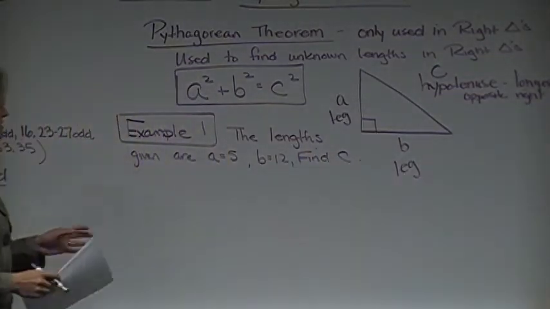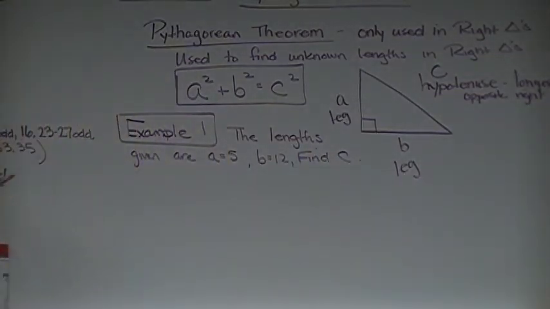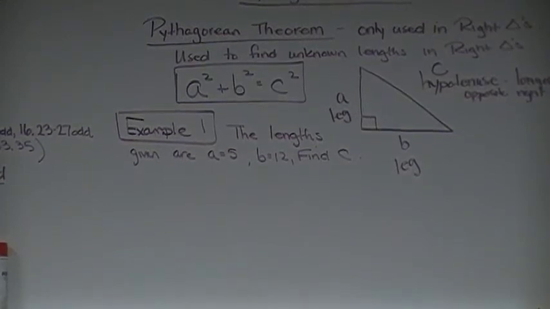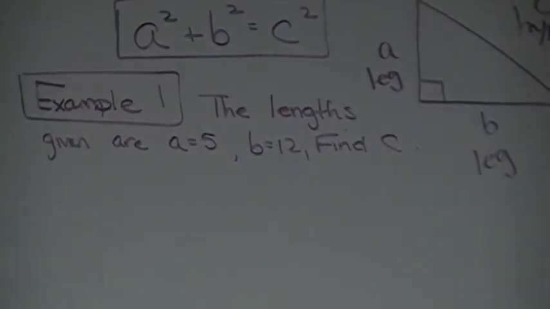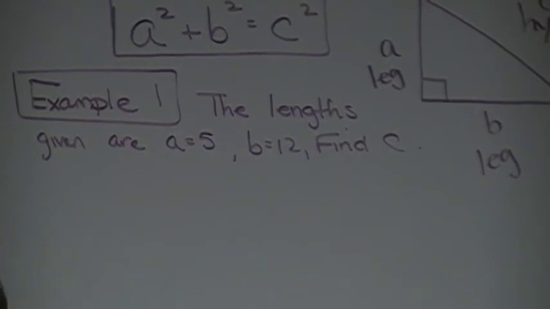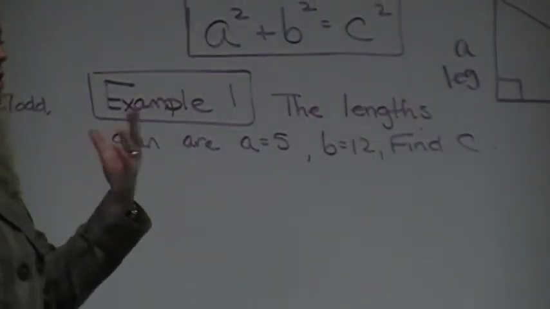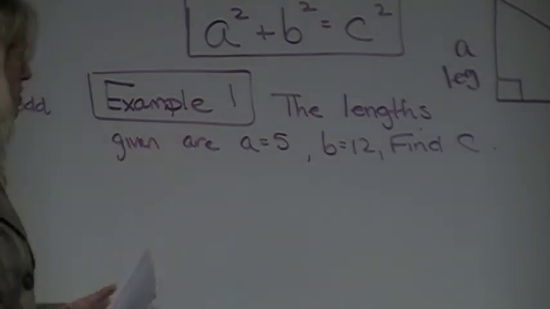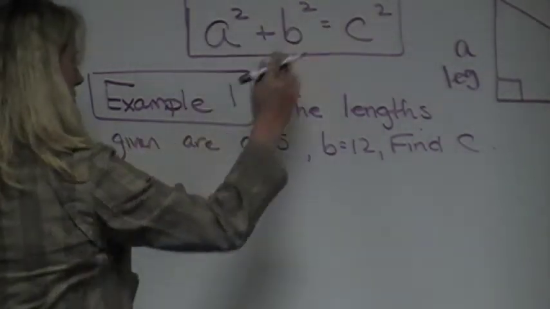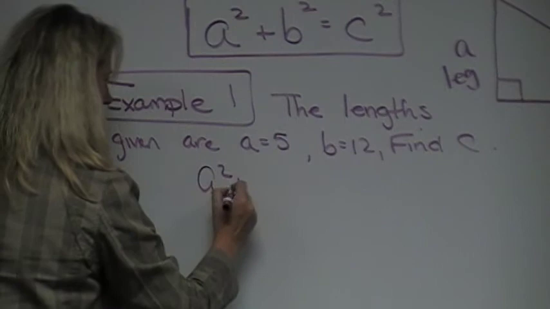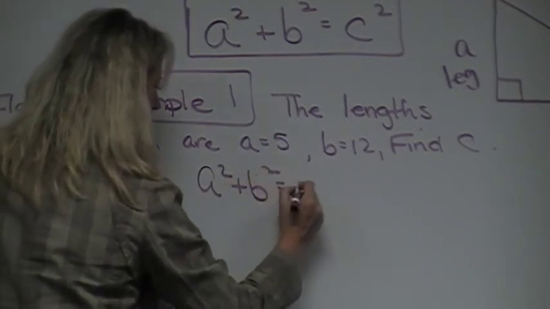The lengths given are a equals 5, b equals 12. We need to find c. What are we giving you in terms of the parts of the right triangle? We're giving you the lengths of the legs, exactly. So we have to find the length of the hypotenuse. Once we are given two things, we can always find the third by plugging into a squared plus b squared equals c squared. We're going to write a squared plus b squared down first, equals c squared.